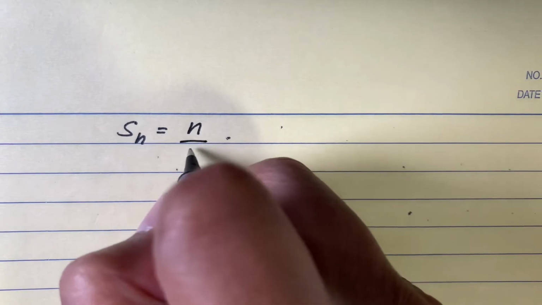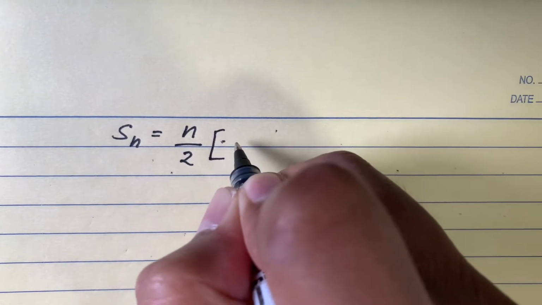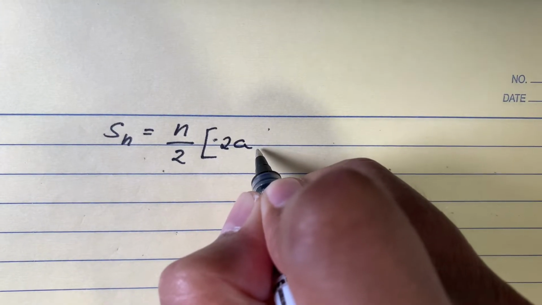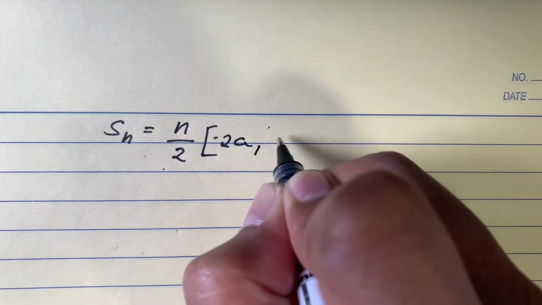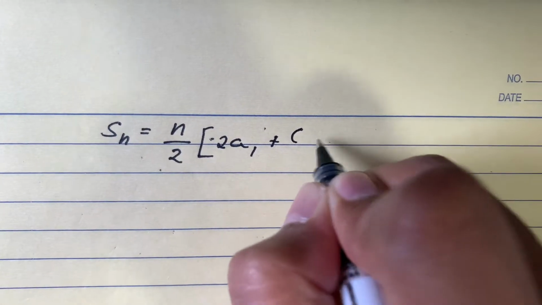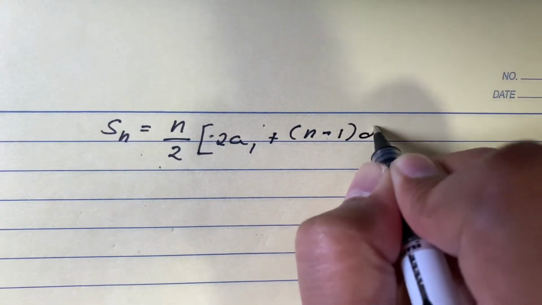Okay, so let's have the formula of an arithmetic series. We have this formula: S sub n is equal to n over 2 multiplied by 2a, this is actually 2a sub 1, plus the difference of n and 1 multiplied by d.